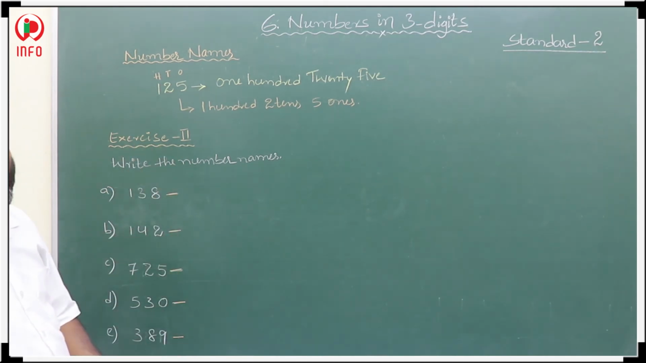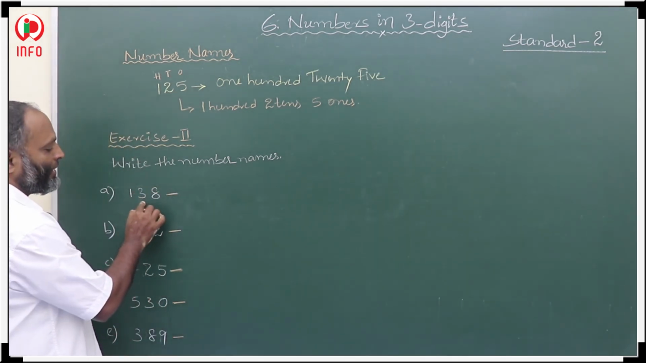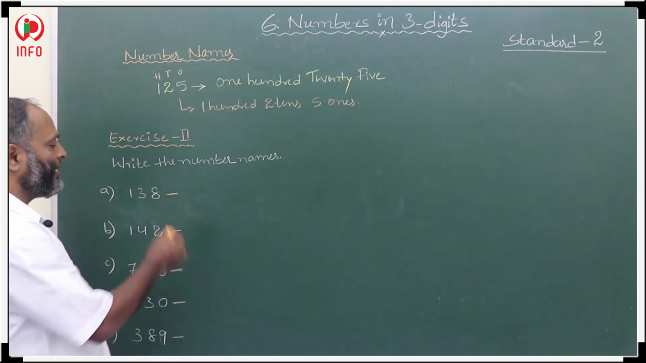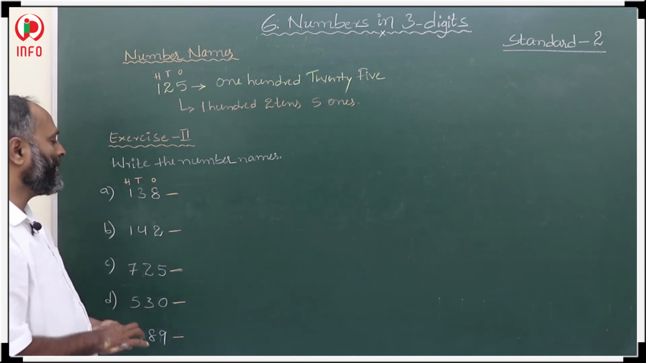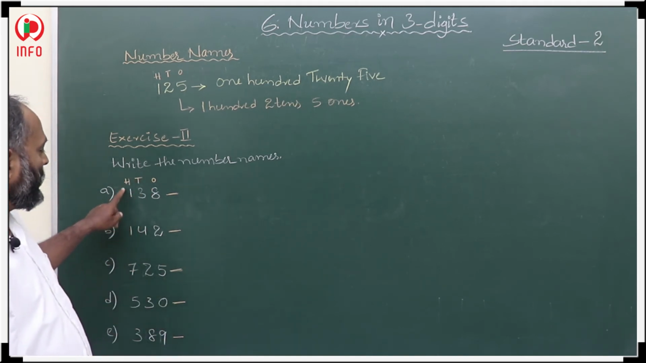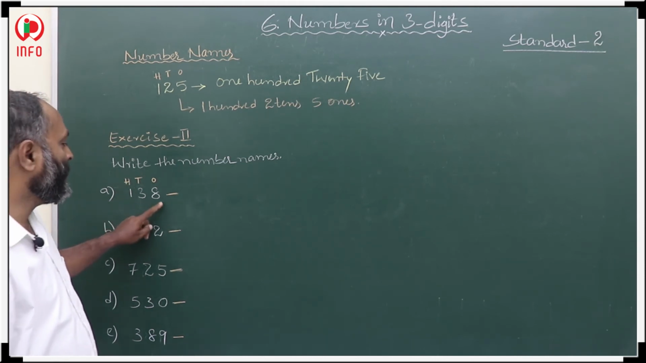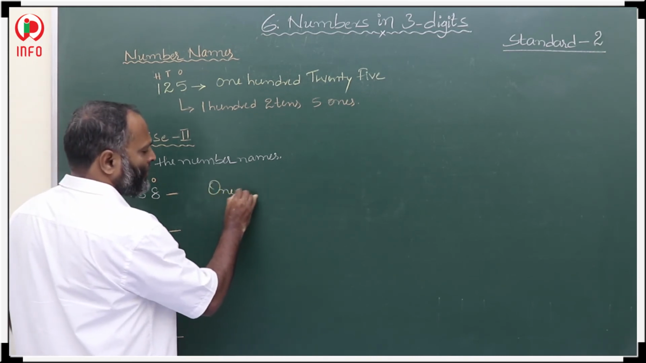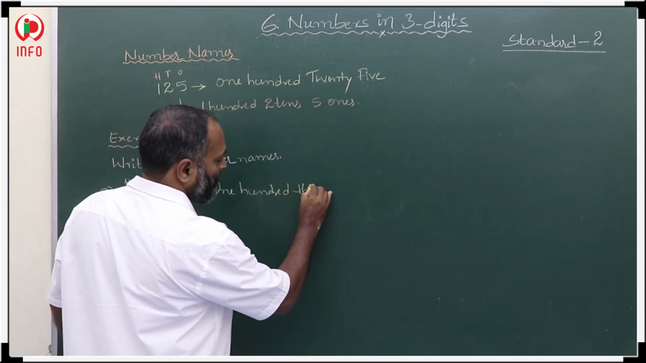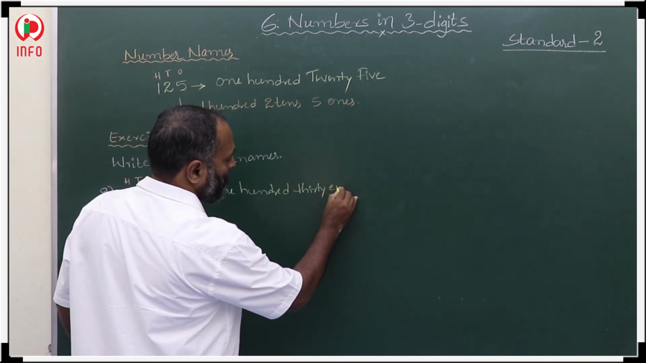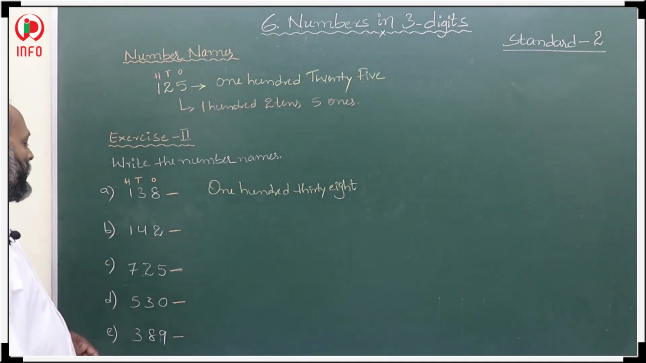How to write the number names? See here, in the first one, 138. This is a 3-digit number. Then how to read? This is in ones place, this is in tens place, and this is in hundreds place. Then how to read this one? 138.